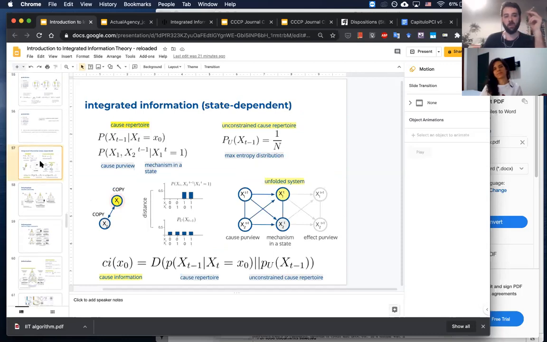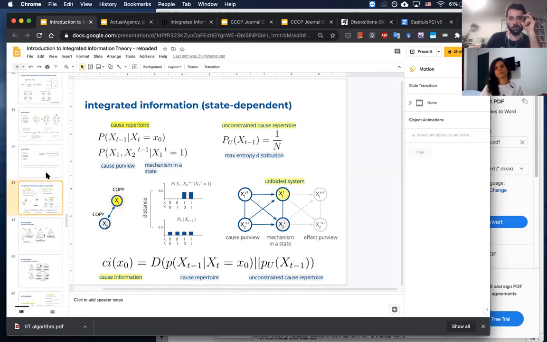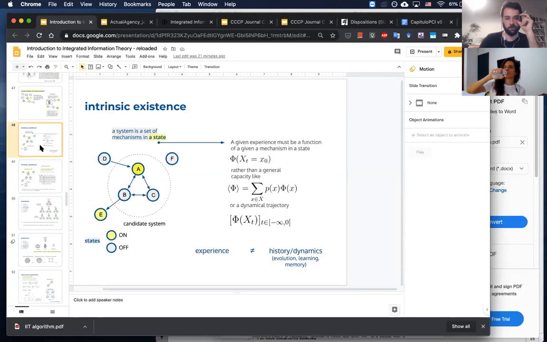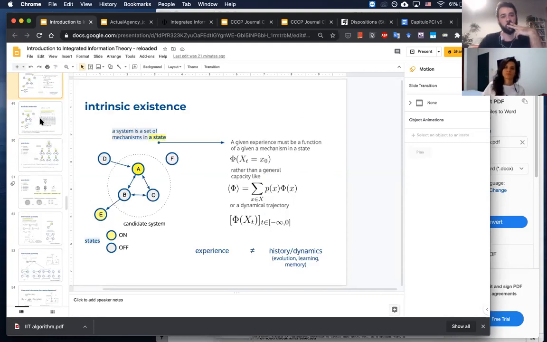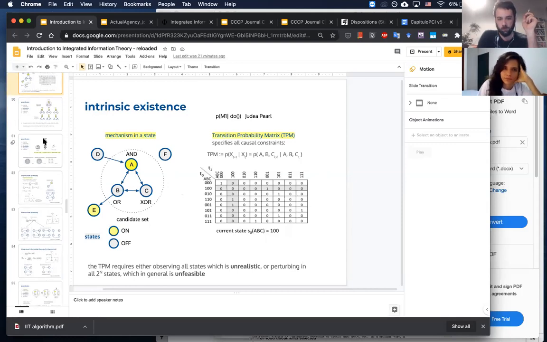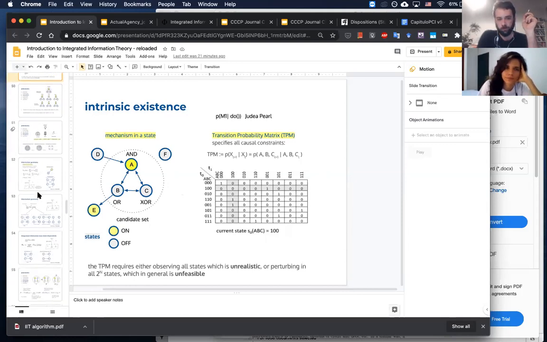Yeah. So let me see where I explain the purviews. Okay, so this is the TPM. The TPM can refer to either the full TPM, which would describe the full rule of evolution of the system, or to subsets of this thing. And let me show you what the cause purview is.